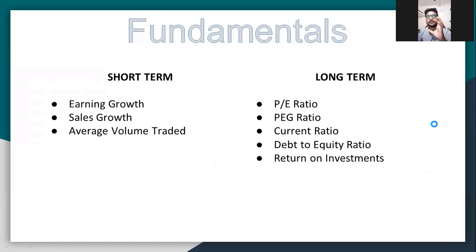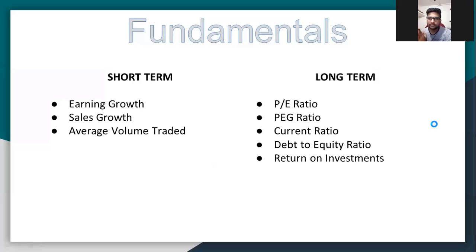When I talk about short-term traders, like one who trades in the stock market, they have to keep their eyes on the earning growth, and then they have to look at the sales growth and also the average volume traded. So what is this average volume traded? It is the number of shares that are being bought and sold in the market. Suppose you want to sell a particular stock and there is no one there who is ready to buy that. What will happen is you will not be able to sell those shares, right? So you have to be careful that there are enough people to buy and sell those shares, so you can sell it whenever you want or buy it whenever you want, right? This is for the short term.